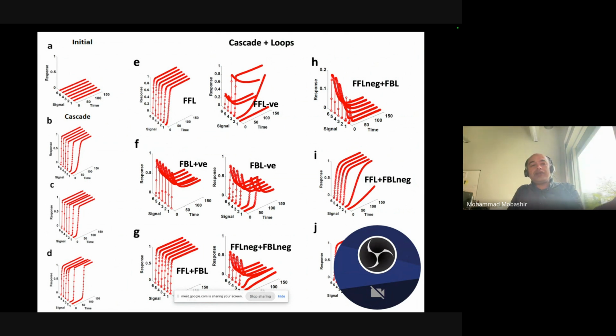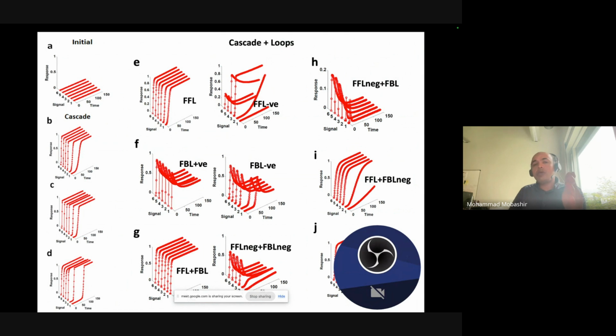So this is a figure. A, B, C, D are representing the initial values of all the responses of all the target proteins. E, F, G, H, I, J, they are representing the output responses in the presence of different types of loops and crosstalks. So currently it is loops we are talking about. And for example, feed-forward positive loop is giving sustained response in E, left side.